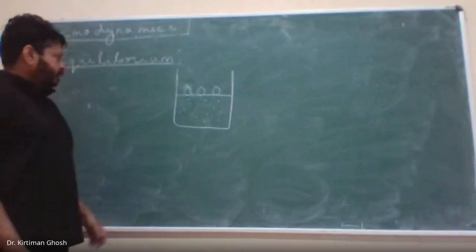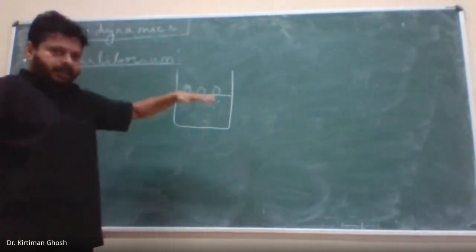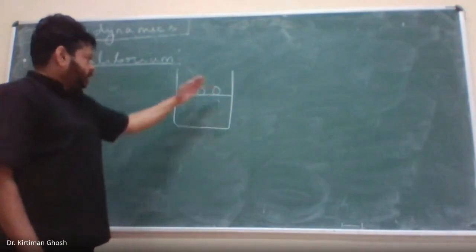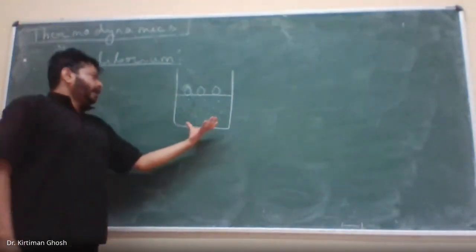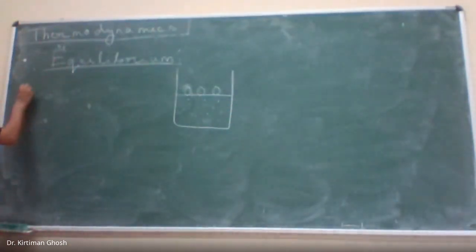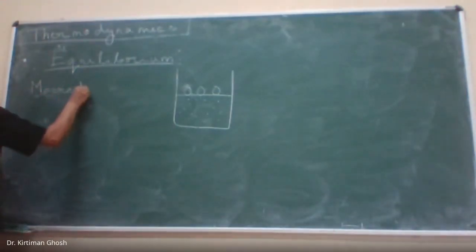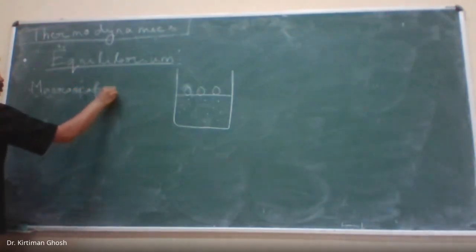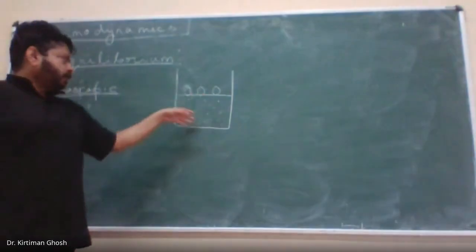So this is a cylinder, this is a piston, and I put 3 weights so that the piston gives some pressure on this gas. So there is a gas inside this cylinder. So I can easily calculate the thermodynamic description of this system. So macroscopic description of this system will be the composition of these gases.